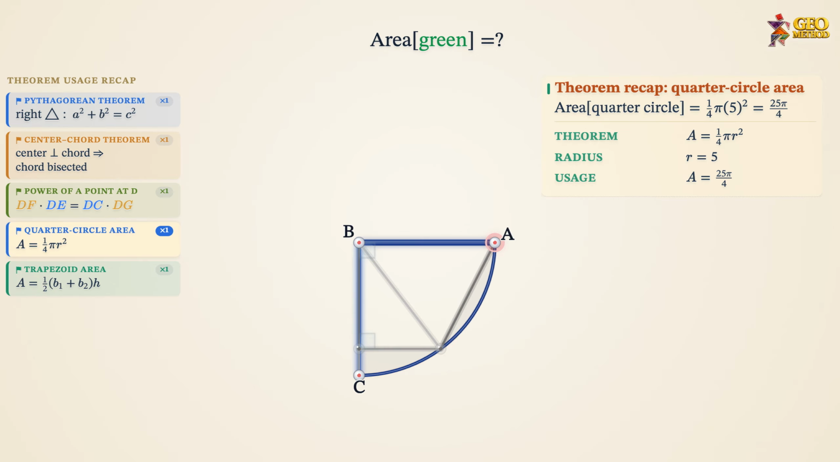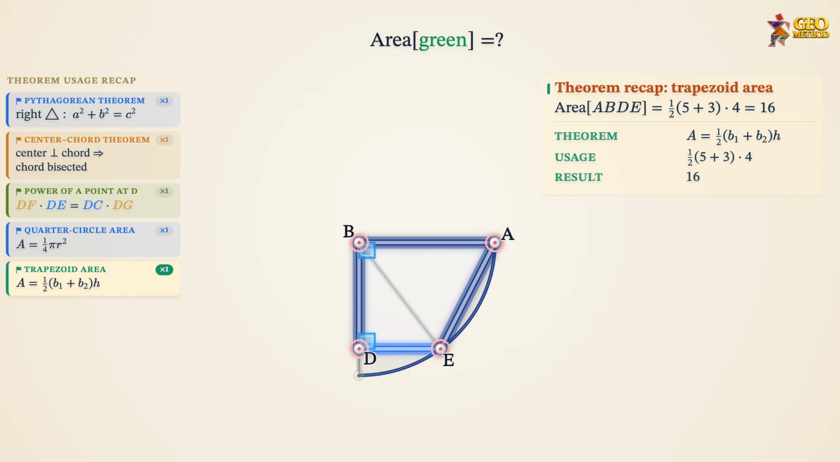The quarter circle area law was used once. With radius 5, 1/4 pi r squared gives 25 pi over 4. Only the two radii and the quarter circle boundary matter in this recap. The trapezoid area law was also used once. In white trapezoid ABDE, the parallel sides are 5 and 3, and the height is 4. 1/2 times their sum times 4 gives 16.